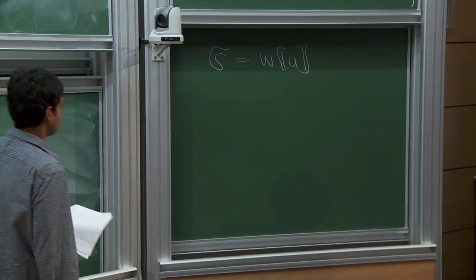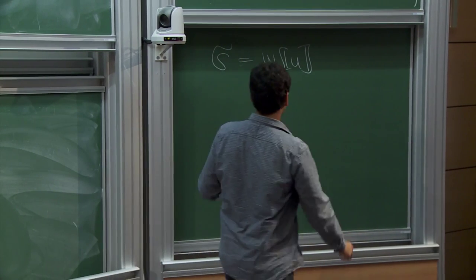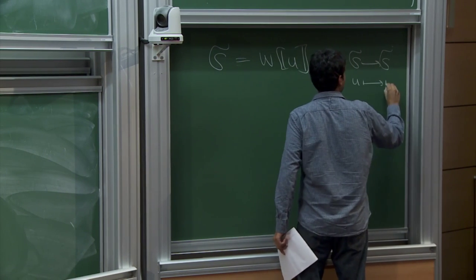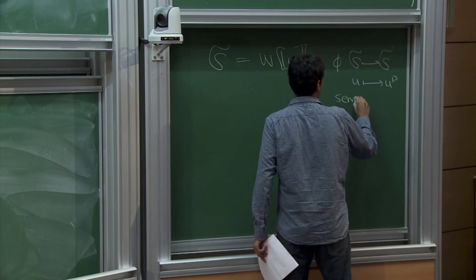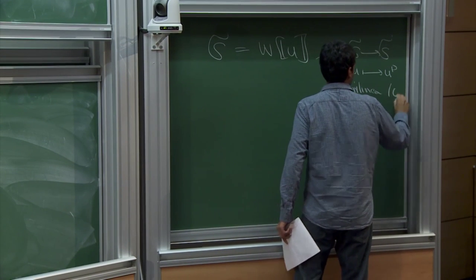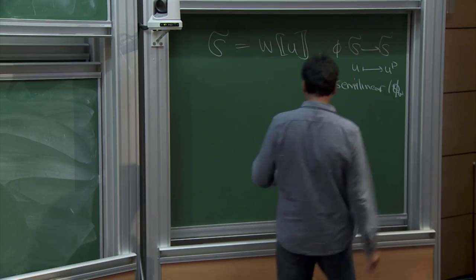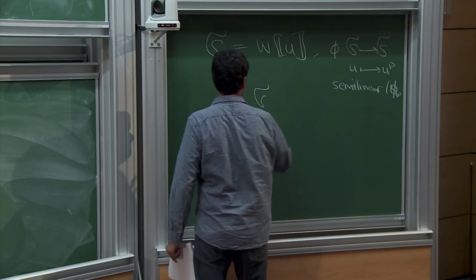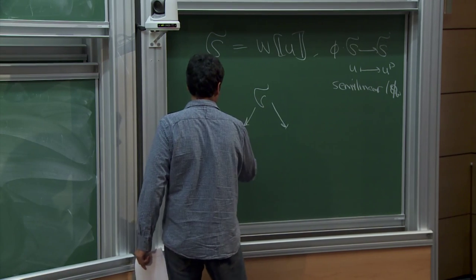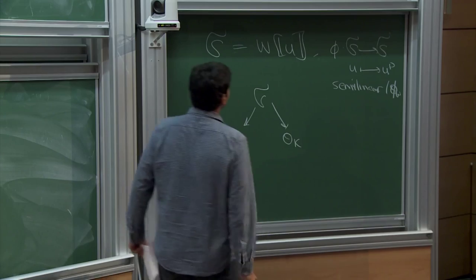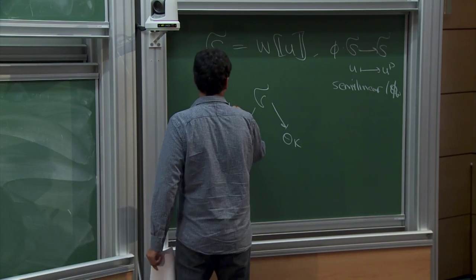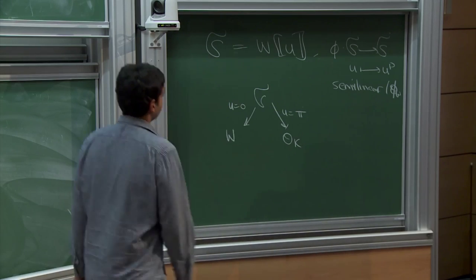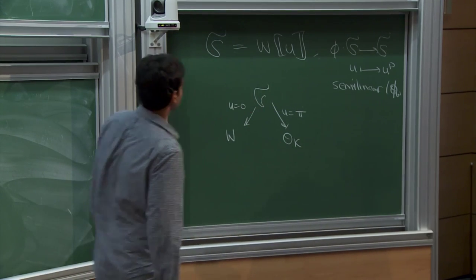So it's going to be the power series ring in one variable over W in this parameter u. And phi is going to be u goes to u to the p, and it's semilinear over phi of W. And so one is interested in modules over this ring. And one can specialize them in two ways that are going to be interesting to us. So there's W, and there's O_K. The specialization to W is u goes to 0. The specialization to O_K is u goes to pi. So this is just a quotient by the ideal E(u).